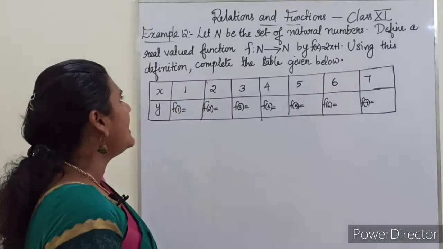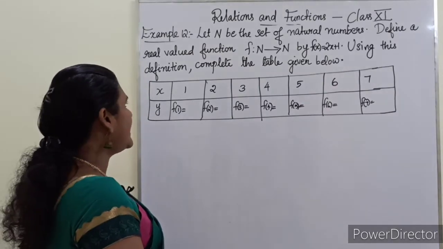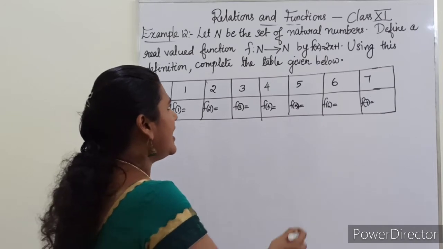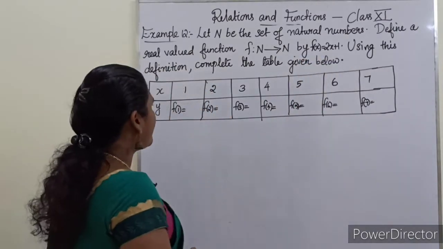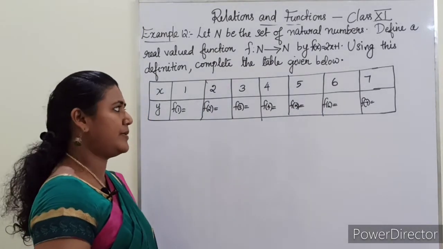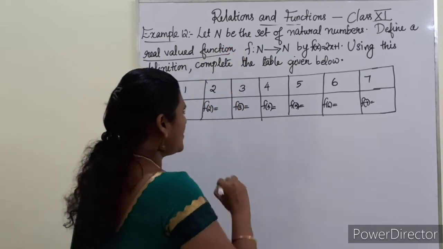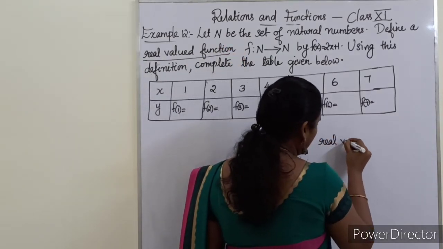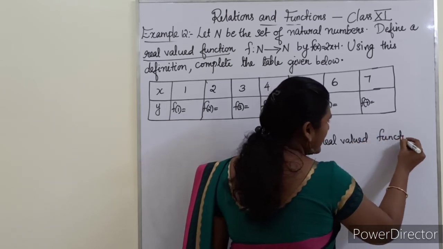Example 12. Let N be the set of natural numbers. Define a real valued function f from N to N by f of x is equal to 2x plus 1. Using this definition, complete the table given below. Before doing this sum, we have to learn two more terms, starting with real valued function. What do you mean by real valued function?